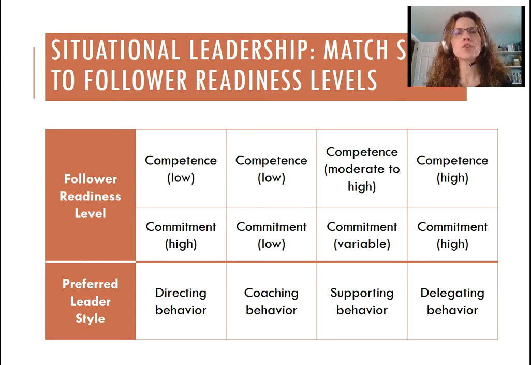When is it appropriate to use each of these 4? Well, according to the model put together by Blanchard and Hersey, it's most appropriate to use directing behavior when followers' competence is low, so they don't really know what to do, but their commitment is high, so they want to do a good job. Perfect example, you've got an employee who's brand new, who doesn't really have much of a background in what you're going to be asking them to do, but they really want to do a good job. They're highly committed to doing a good job. They just don't know stuff yet.